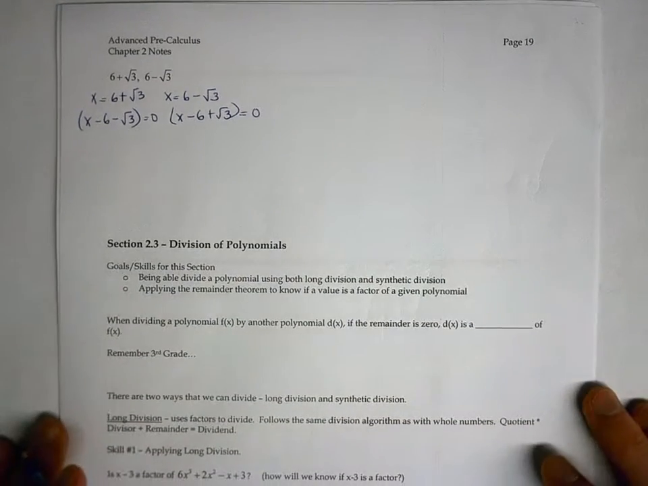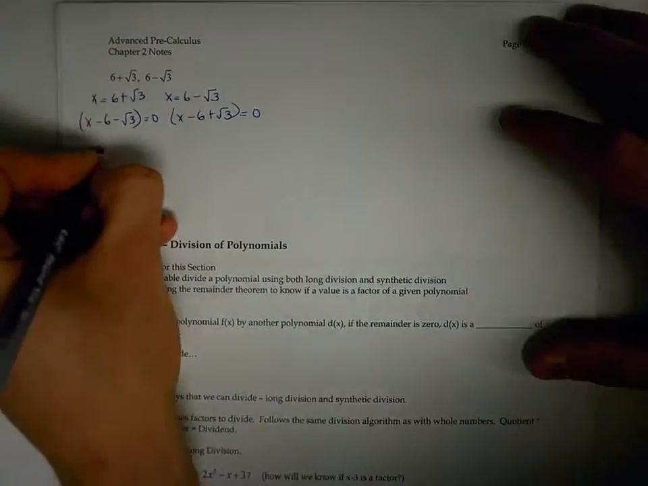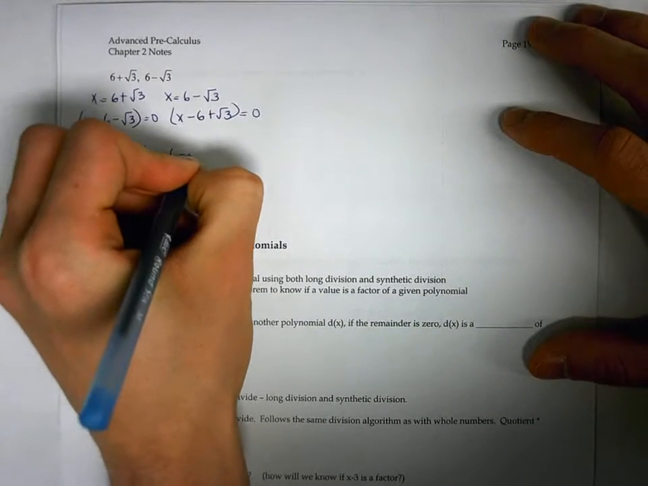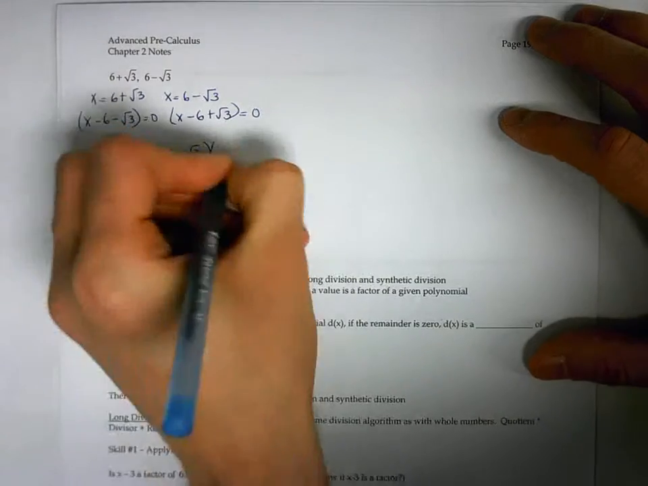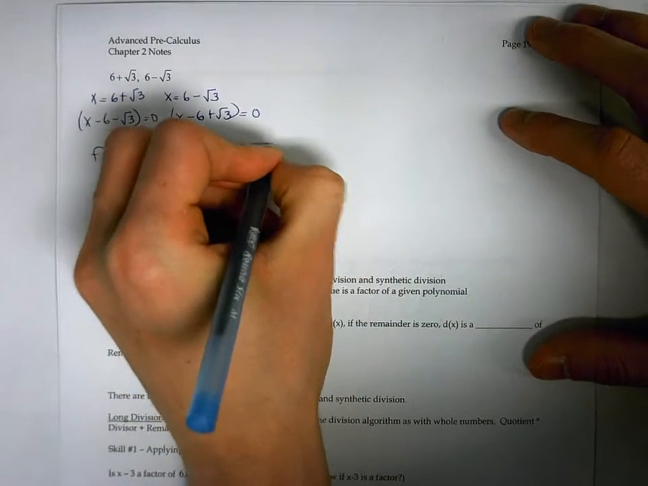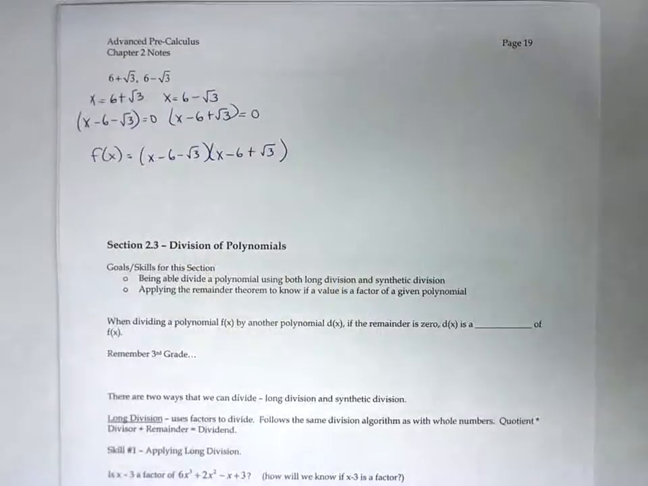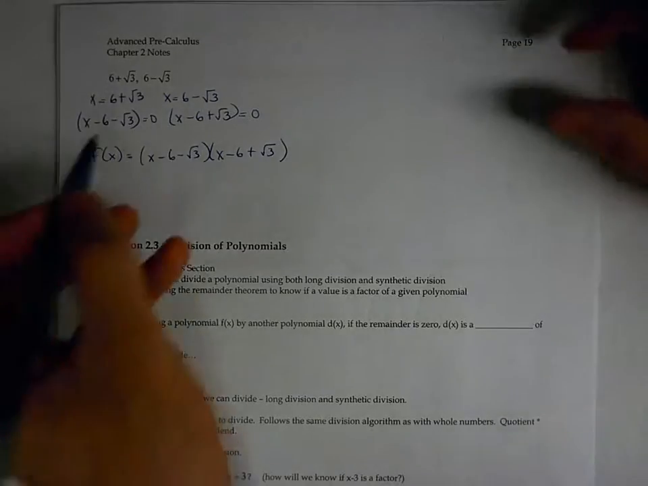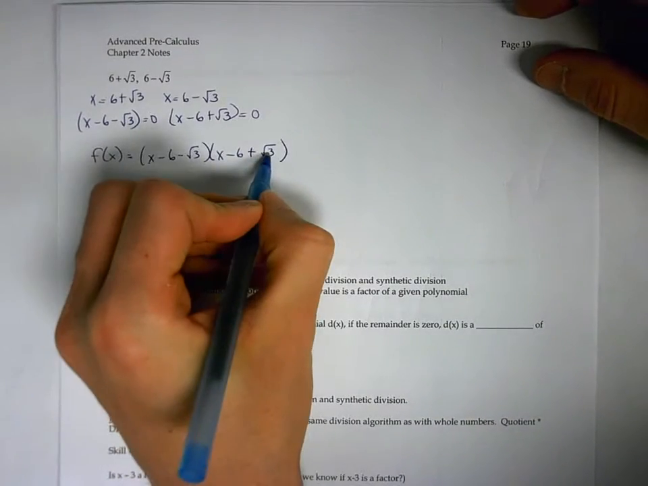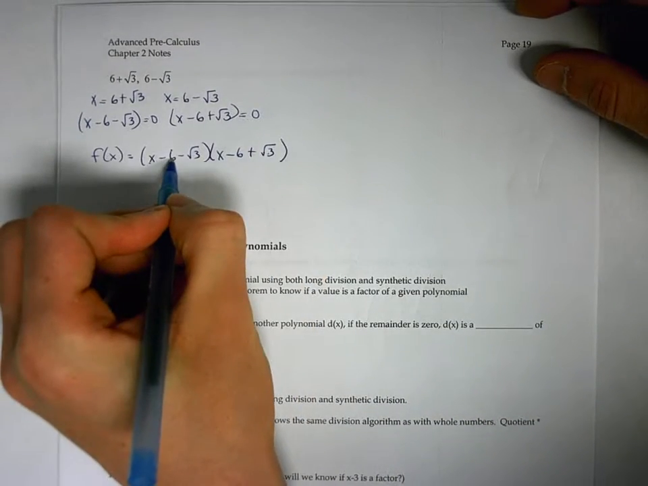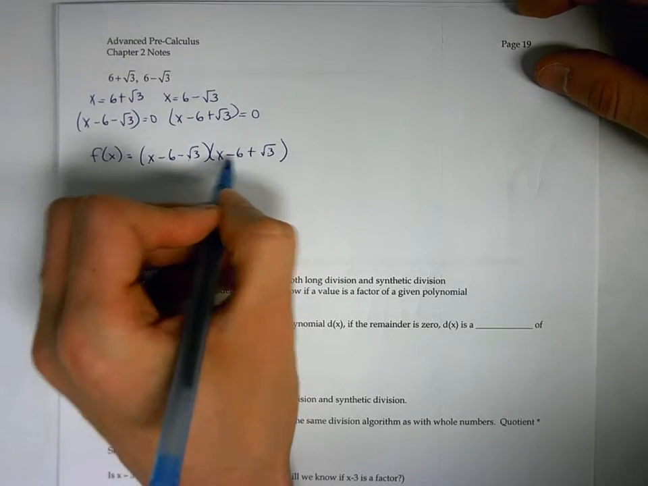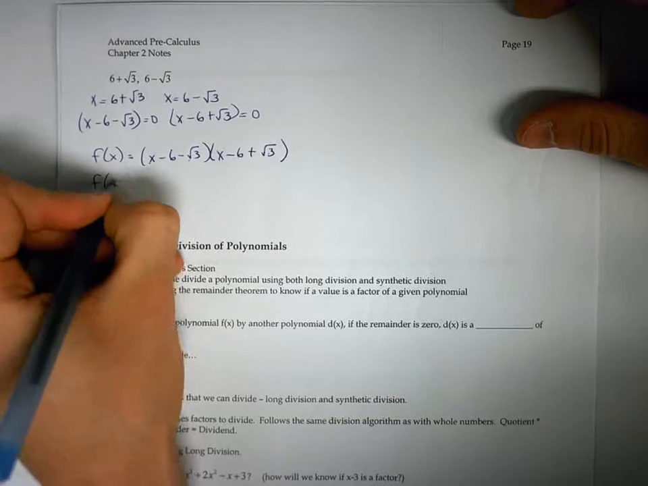Now that I've got those two factors, we know my function is going to be the result of multiplying these two factors together. So we'll still do the same FOIL approach, or the distributing approach. I'm going to take this x and multiply it by all three pieces here. We'll take the negative 6 and multiply it by all three pieces, and we'll take the negative square root of 3 and multiply it by all three pieces.